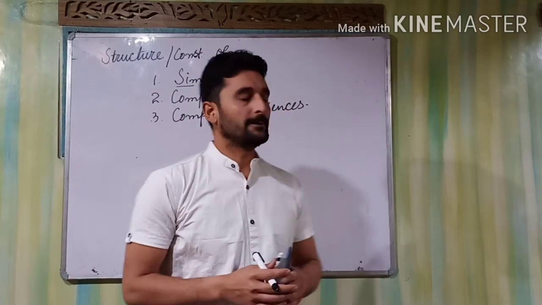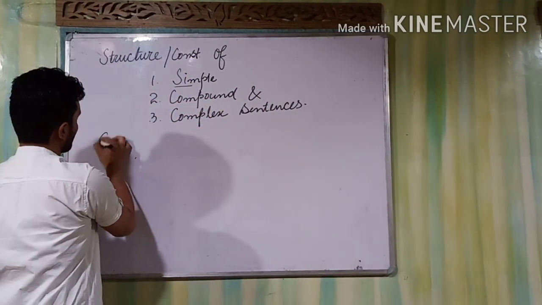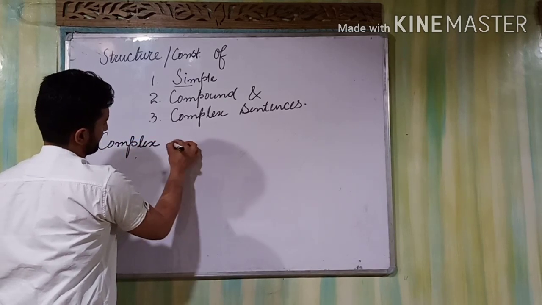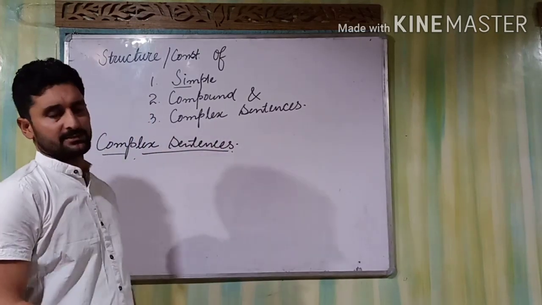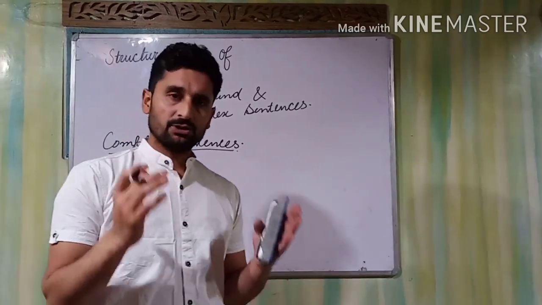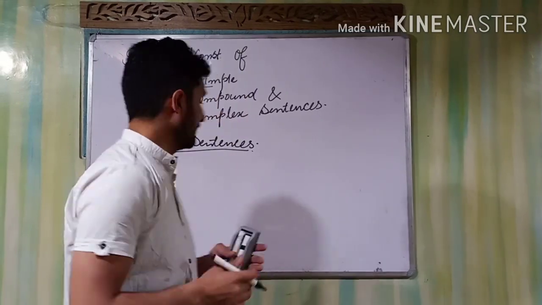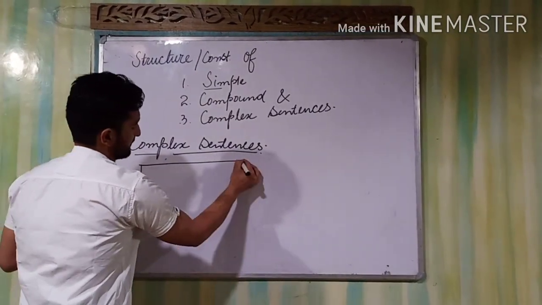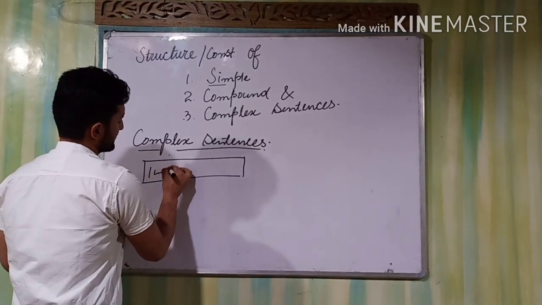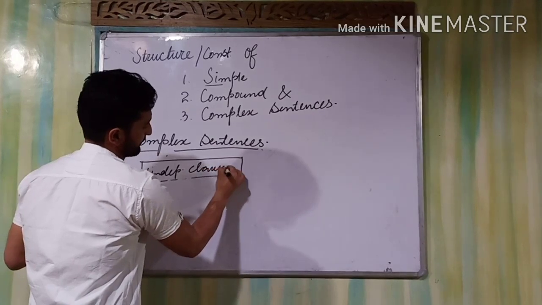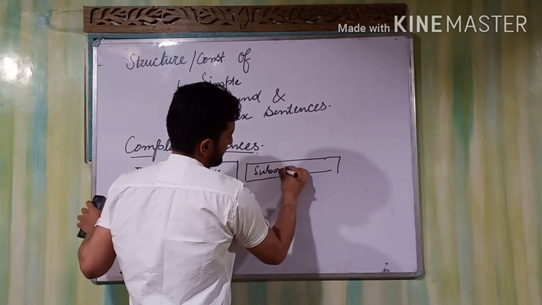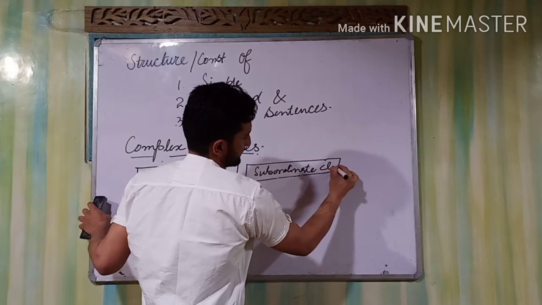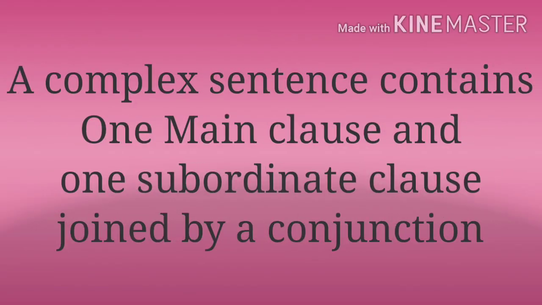Next we have complex sentences. Here you will see how a clause is not always meaningful. A complex sentence contains one independent clause and one subordinate clause. One independent clause and one subordinate clause.